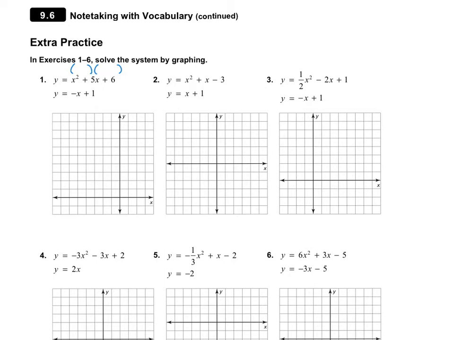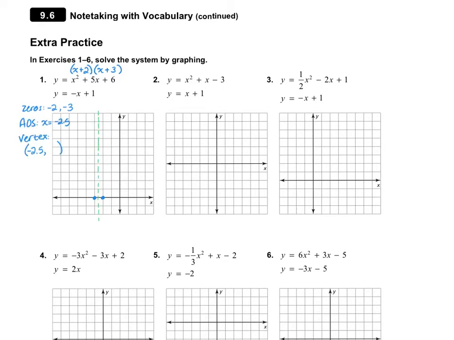So I'm going to start number one by seeing if I can factor the quadratic to see if I can find my zeros. So that would be x plus 2 and x plus 3, which means that my zeros are -2 and -3. So I'm going to go ahead and draw those in, -2 and -3. So that means that my axis of symmetry has to be right in the middle at -2.5.